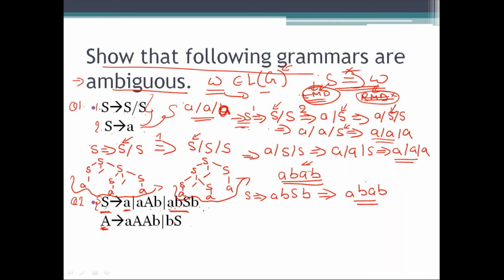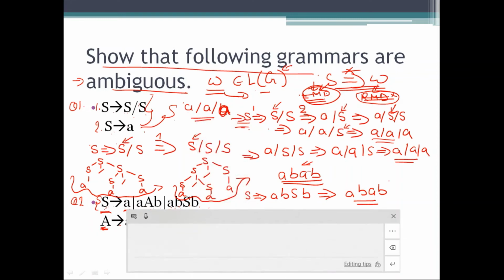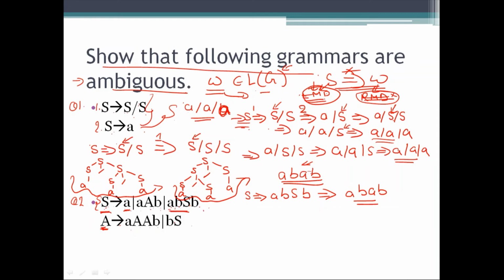So this string is derivable from S in 0 or more steps, so we have that this string belongs to LG. Fine. Next, what can we use? Just think of this production: S is rewritten as AAB. This can also be used. So we are going to replace S by this thing. S is directly deriving AAB.